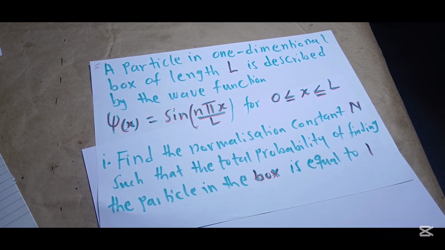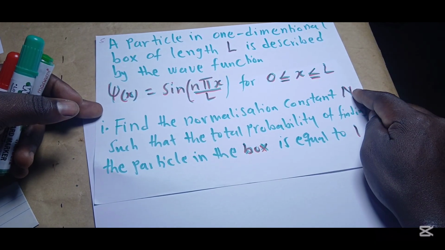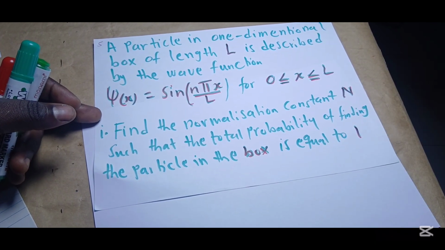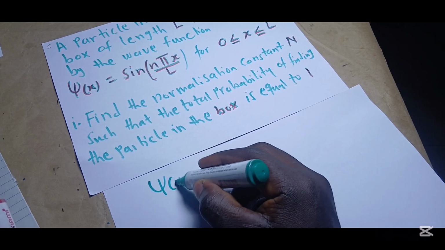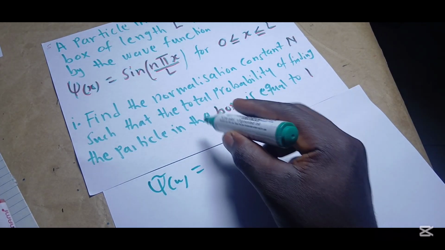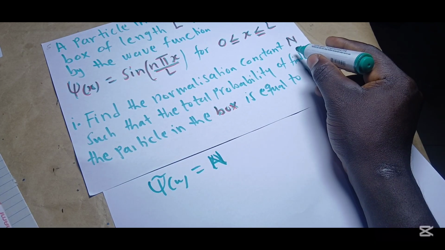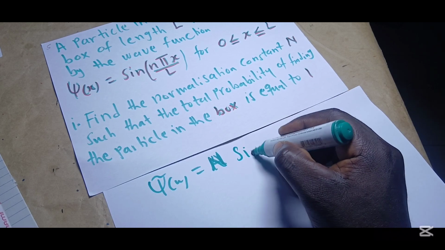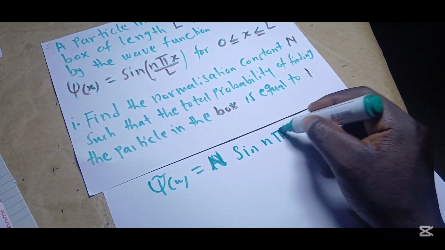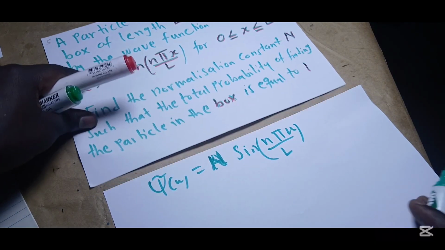So in this problem, we've been given the interval from 0 to L, and we have to find the normalization constant. The wave function is not normalized. For it to be normalized, we should multiply the original function by the normalization constant. In this case, the question says we should call it n. So we multiply n by sine n pi x all over L. So now we proceed.